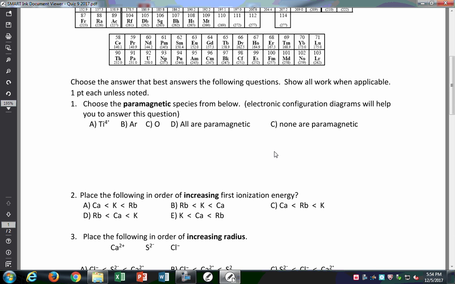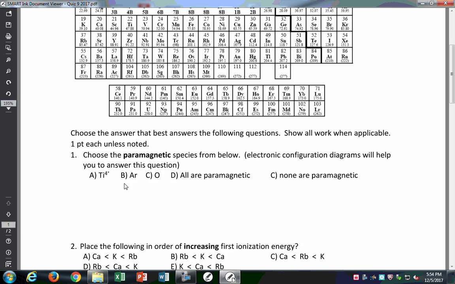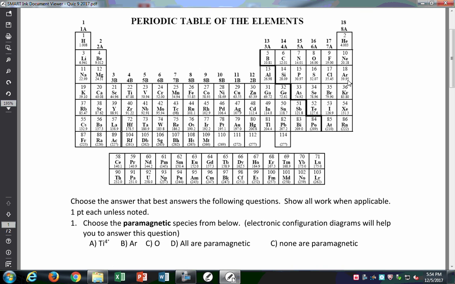So you could draw out the valence orbitals for all of these. You really don't have to, though, and I'll explain why. We could just draw out oxygen, but you really don't have to draw out all of them. So why am I saying that? Well, answer B is argon. Argon is a noble gas. A noble gas has a full octet, so therefore it can't have any unpaired electrons. I don't have to draw that out. I know that because I know noble gases have a full octet, and therefore no unpaired electrons. You can draw it, but that's true.